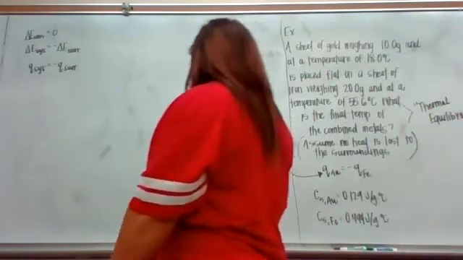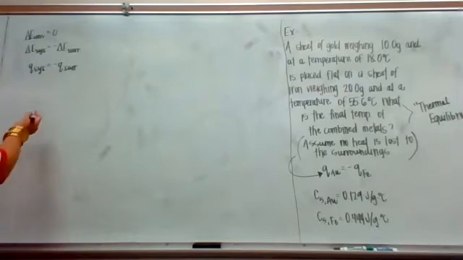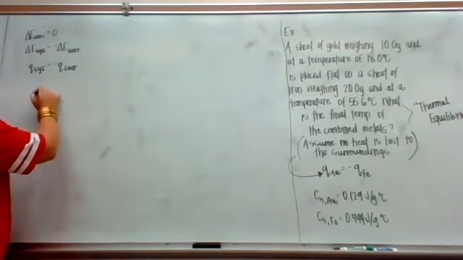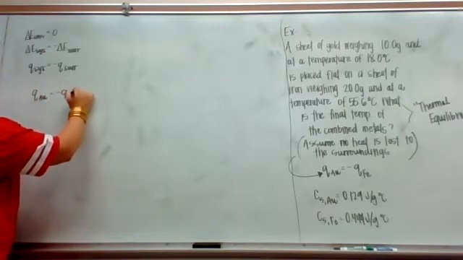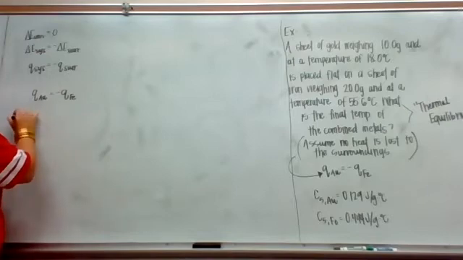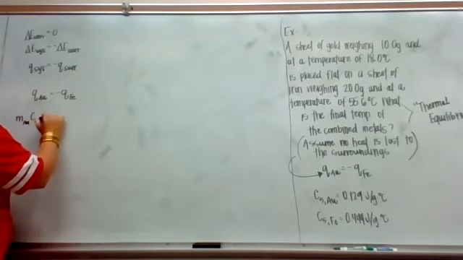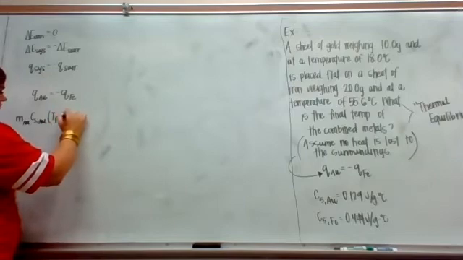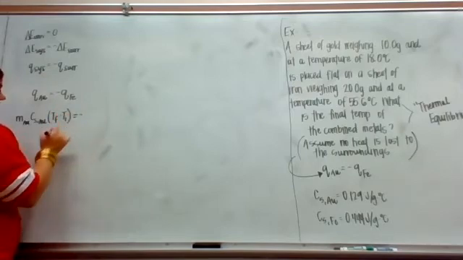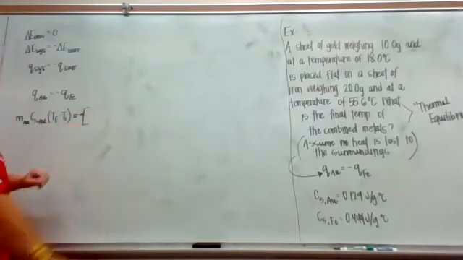So basically, I've just multiplied my problem by 2, because we're going to do Q of my gold equals negative Q of my iron. Well, I could plug in mass of gold, specific heat of gold, delta T, which we're going to do final minus initial, equals, don't forget your negative. That negative applies to that whole side.